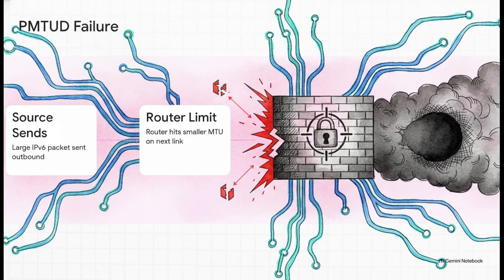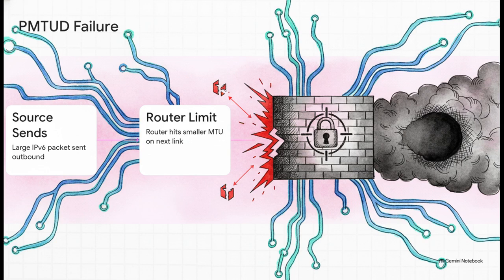It's like a chain reaction. First, your source sends a large IPv6 packet outbound. Somewhere down the line, a router hits a smaller maximum transmission unit, or MTU limit, on the very next link. Now that router does exactly what it's supposed to do. It drops the oversized packet, generates an ICMPv6 Type 2 message that basically shouts, "Hey, packet too big," and sends it back to the source so it knows to fragment or reduce the size.